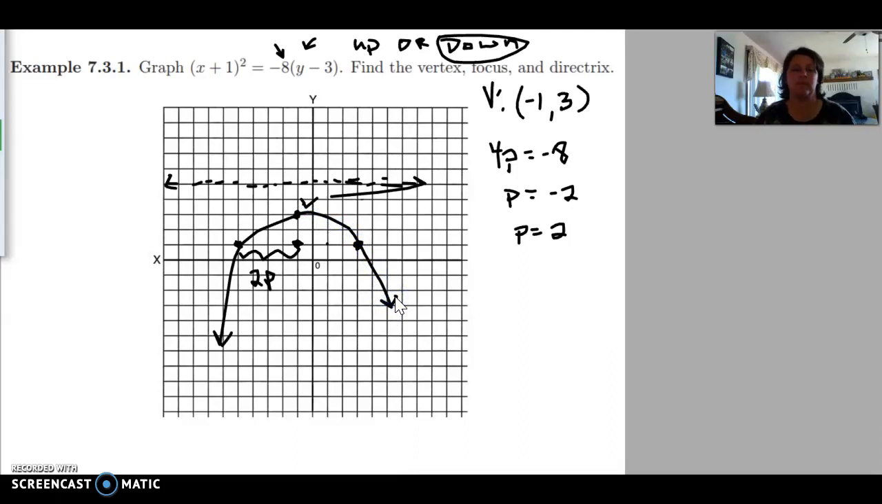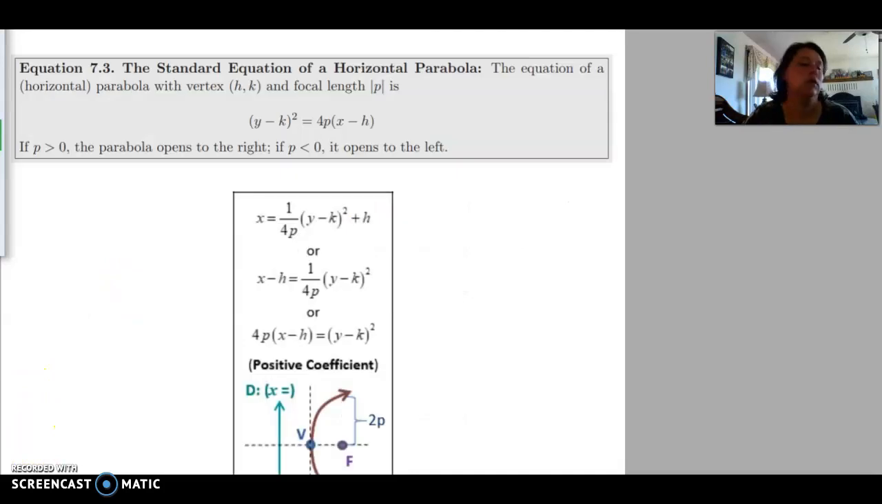Okay, that's a little bit better of an image. Now let's look at our equation for a horizontal parabola. A horizontal parabola is going to have the y term on the left-hand side. The y term is being squared. On the right-hand side, our x term is closest to our coefficient, or our p-value.